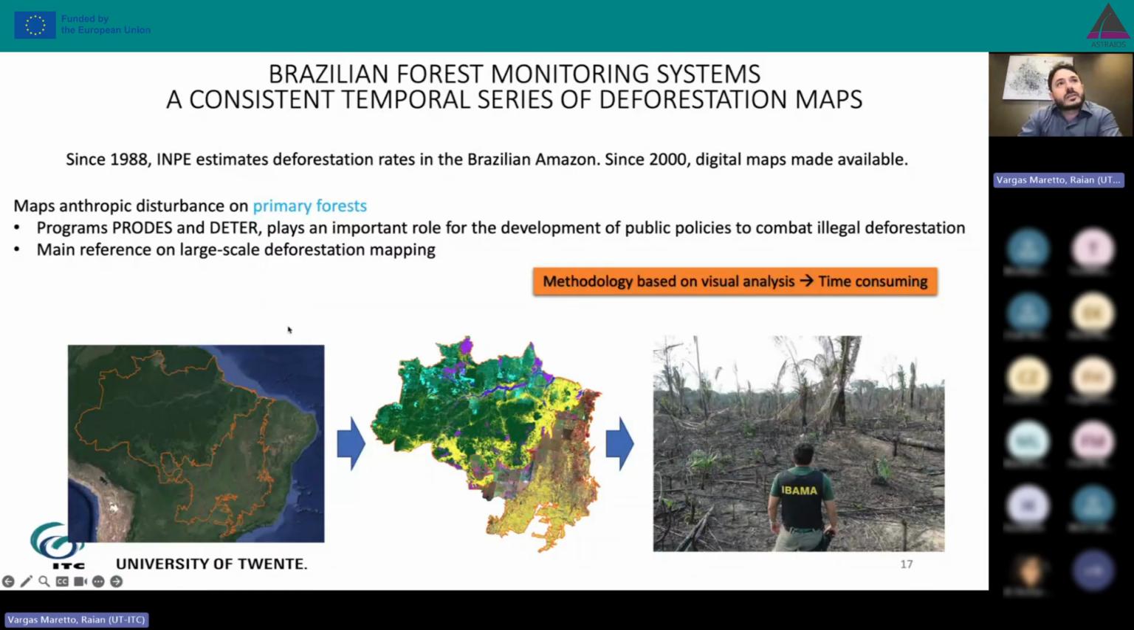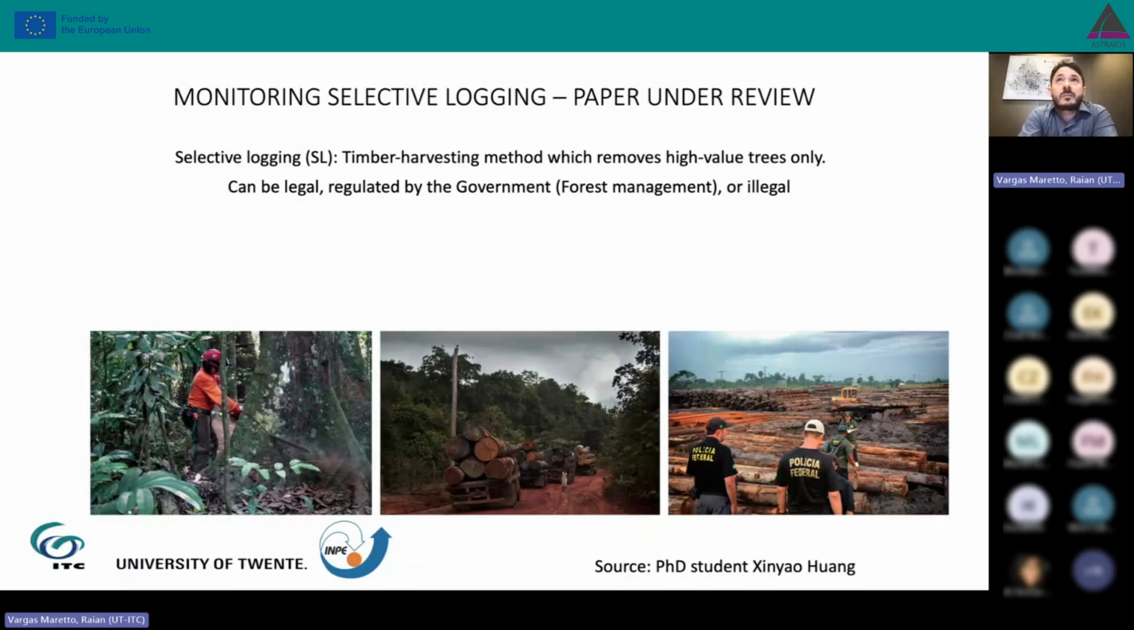However, these methodologies are largely manual, based on visual analysis, which makes them very time-consuming and, of course, expensive. And by using machine learning to automate that, we can dedicate all that specialized workforce, instead of just analyzing the images, to focus on analyzing the data and developing the policies itself. So based on that, one of the research projects that we have developed is on monitoring selective logging.